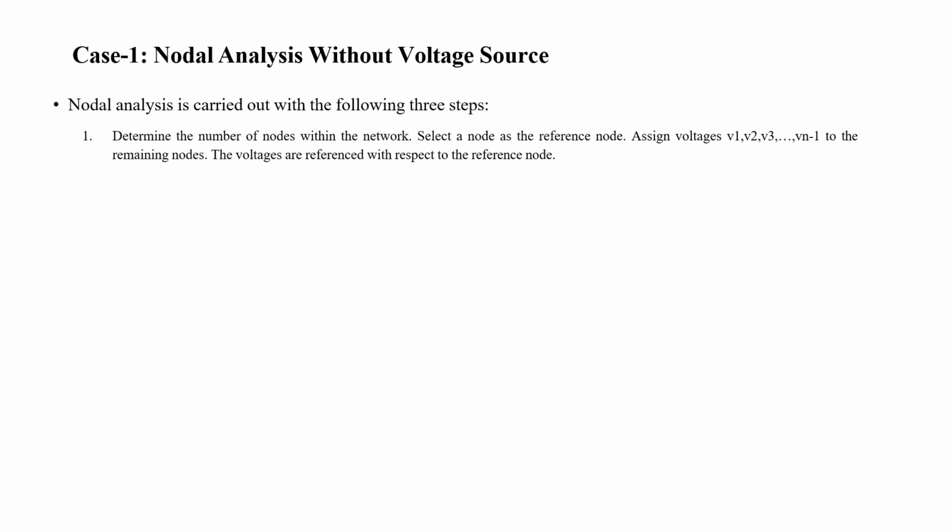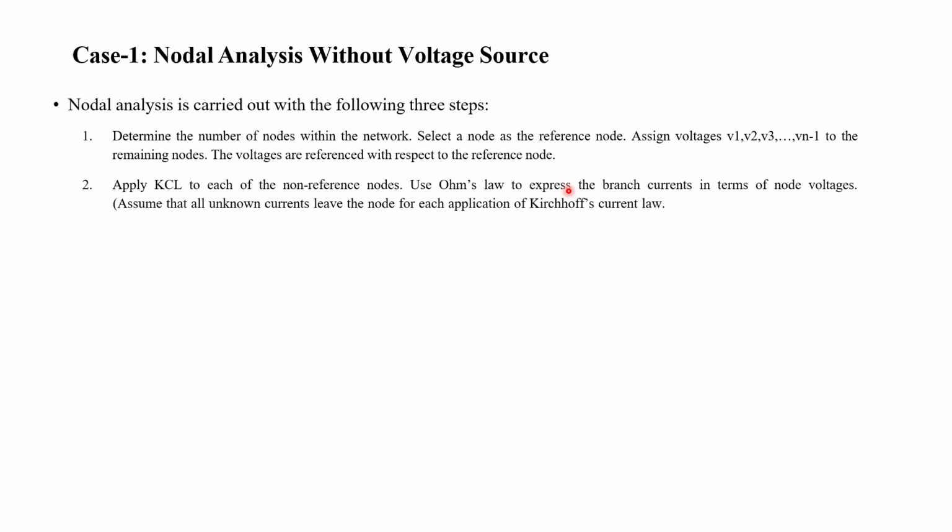Step 1 is to determine the number of nodes within the network. Select a reference node. Assign unknown variable voltages V1 to Vn-1, as many voltages as are applicable for the n-1 nodes. The voltages are referenced with respect to the reference node. Obviously, the reference node is taken at ground or zero potential. Step 2: KCL is applied at each non-reference node. Now Ohm's law is used to express the branch currents in terms of node voltages.